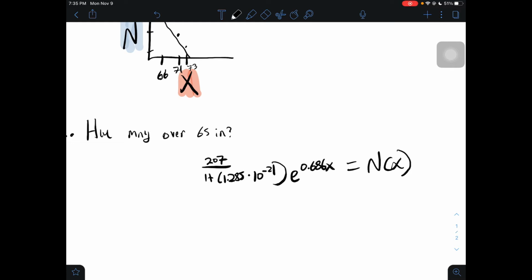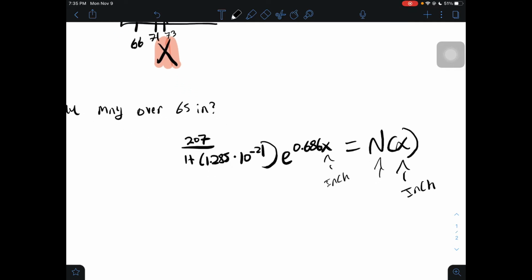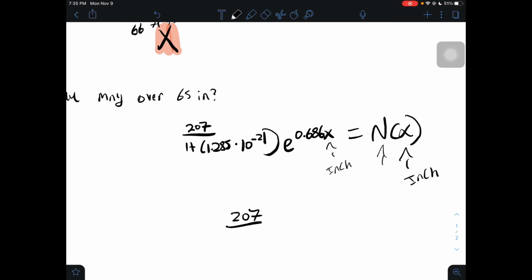Because remember, x was our inch value, and that is the number over that inch value. So now we're going to have the equation 207 over 1 plus parentheses 1.285 times 10 to the negative 21st, e to the power of 0.686 times our x value, and our x value again is our inches. Our question is asking for inches, so we're going to substitute 65 here. That's going to equal our n of x. N of x is the number of buildings taller than 65 inches.